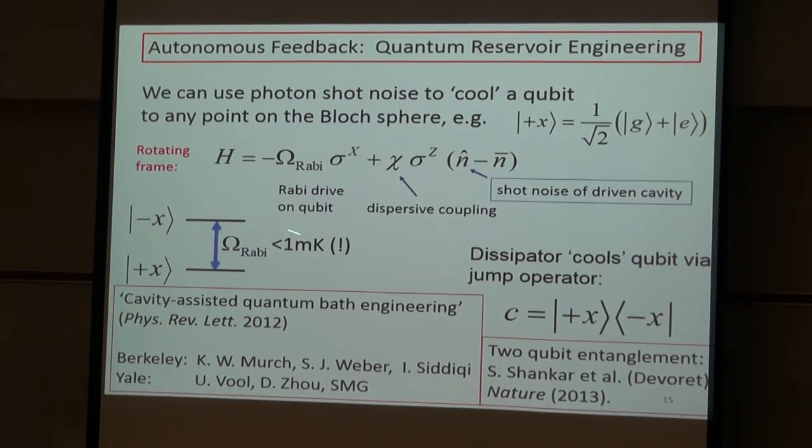And it works extremely well. In fact, we can get greater polarization in the x direction with a 1 millikelvin splitting than we could get in the original qubit splitting of 5 gigahertz using the dilution fridge. So it actually gets colder. And then related ideas were extended by Michel Devoret's group to do autonomous two-qubit entanglement. You turn on 6 simultaneous microwave drives, you wait, and a Bell state just falls out.